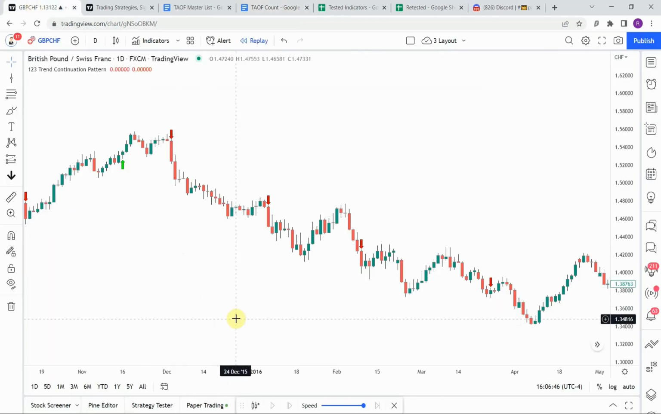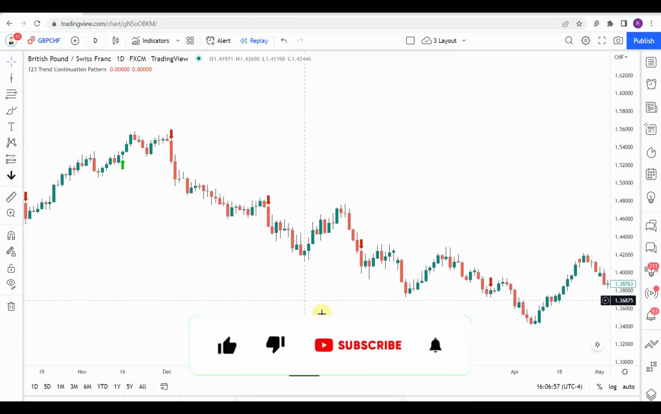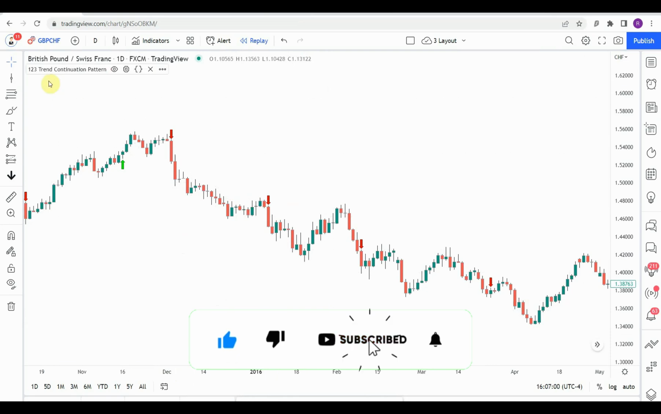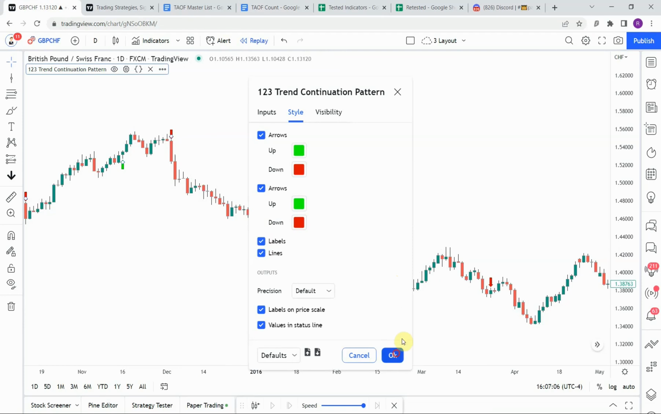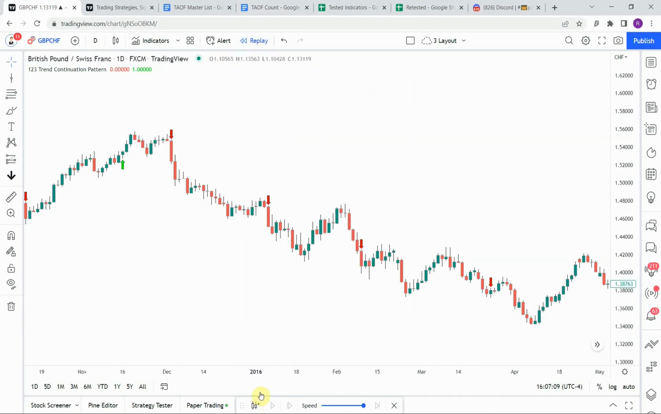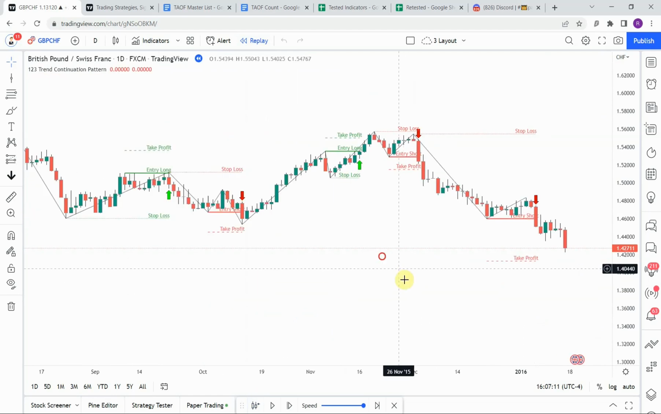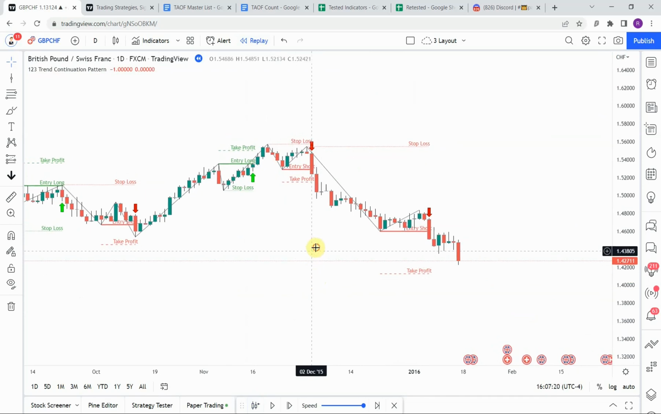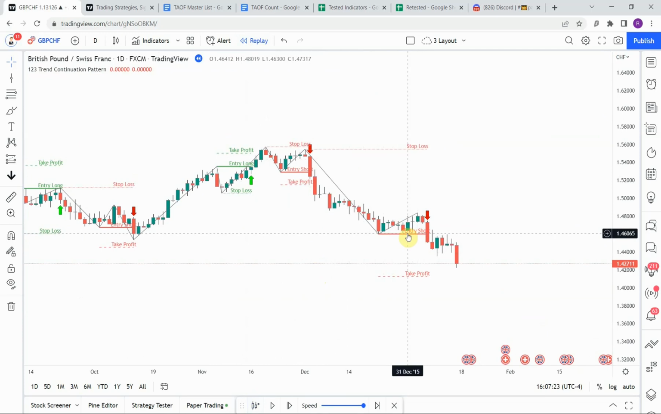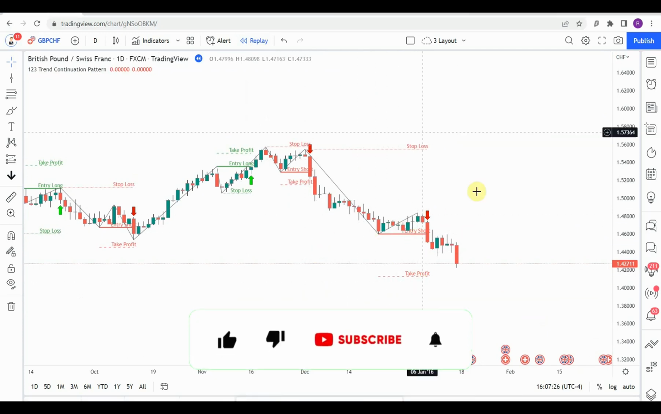Okay, so today we'll be looking at an advanced testing of the 123 trend continuation pattern indicator. So you can kind of see the trend continuation pattern indicator on screen, these little arrows right here. And just like I did in the original video, I did go in and make a few modifications. So you can see here, this is how the indicator typically looks. And so we have entry points, we have take profit points, stop loss.